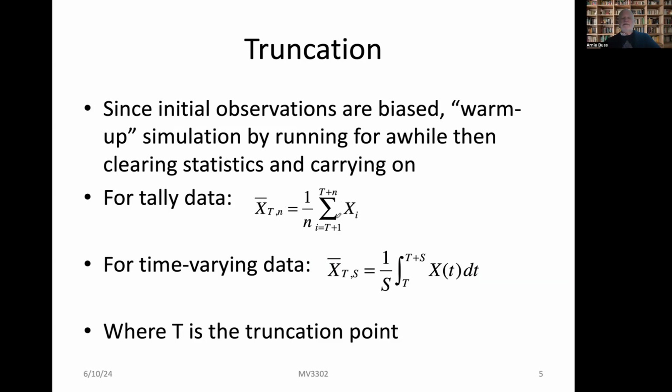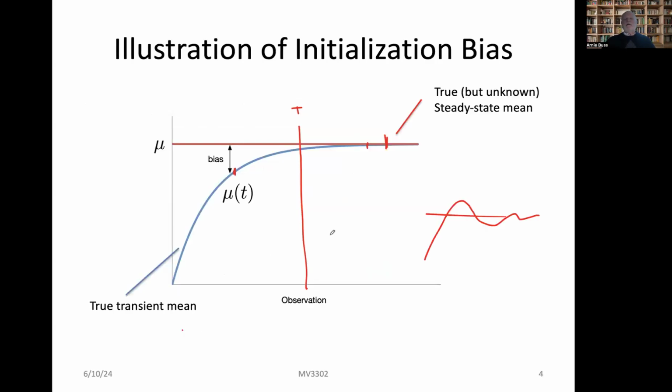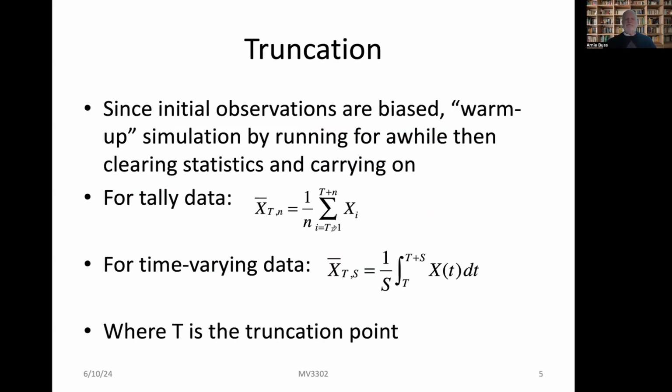Now T is the discrete one. So we're going to throw away all of the observations before observation T, and we're going to collect N more of them for a tally. So our mean is going to be just the sum, if these are the successive observations, from the next one to the T plus N.